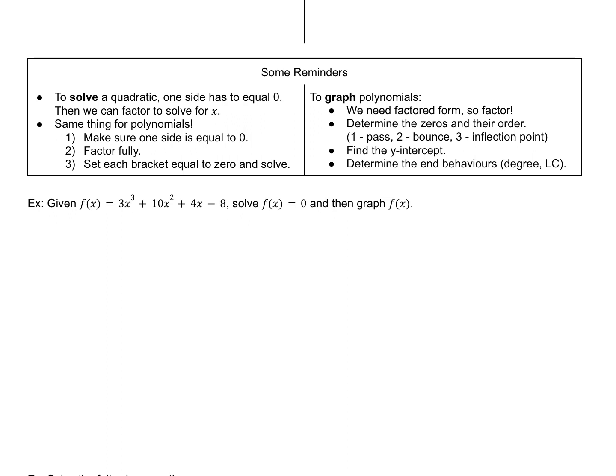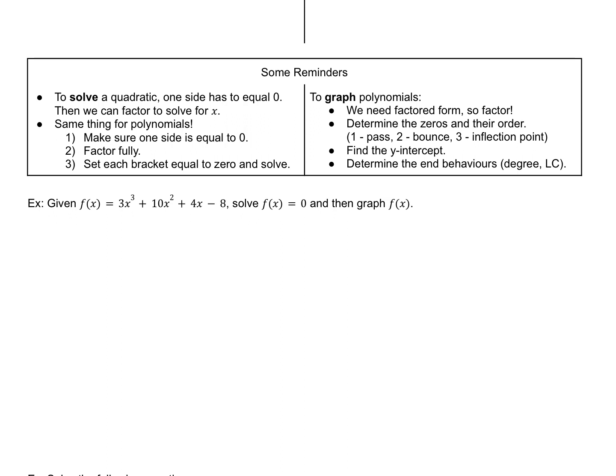If it's to the power of 1, it's a pass. If it's to the power of 2, it's a bounce. If it's to the power of 3, it's a point of inflection. We also tend to find our y-intercept and think about the end behaviors using the degree and the sign of the leading coefficient. So let's start with our first example. f(x) equals 3x cubed plus 10x squared plus 4x minus 8. Let's solve f(x) equals 0, and then let's also graph f(x).